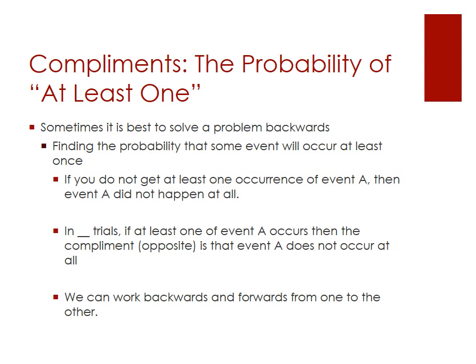Thus, in a given number of trials, if at least one event of A occurs, then the complement, or opposite of that, is that event A does not occur at all. Using this logical and statistical formula, we can work backwards and forwards from one to the other. Let's take a look at an example of this.